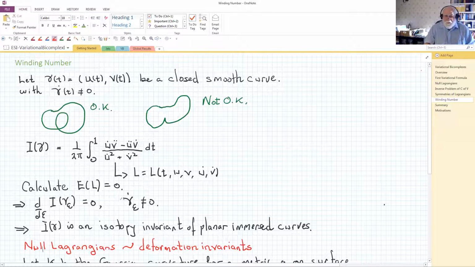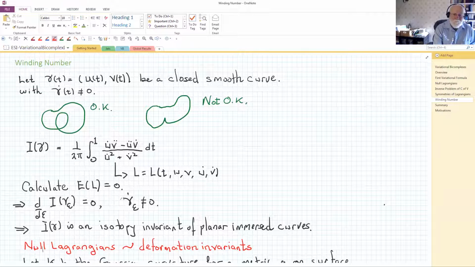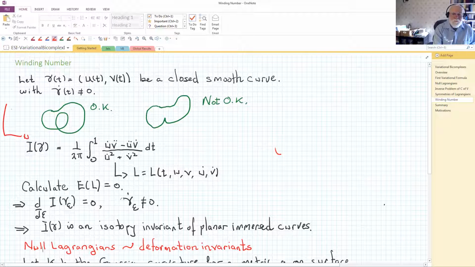Let's look at a specific Lagrangian. So for this, I want to take a smooth closed curve in the plane. So I'm looking at a curve in the UV plane. Here's our UV plane here. And I want it to be closed, and I want it to be a regular curve with nowhere vanishing derivative. So an immersed curve in the plane. And we don't allow the derivatives to stop, so we're not allowed to have little peaks like that.